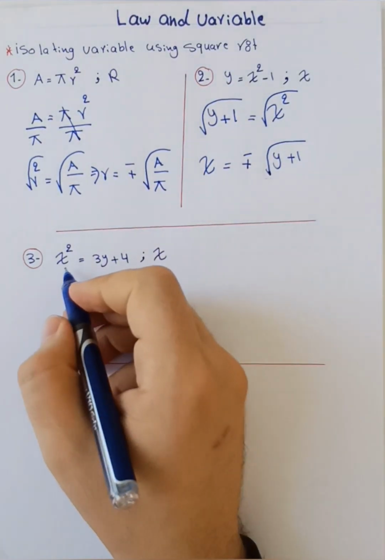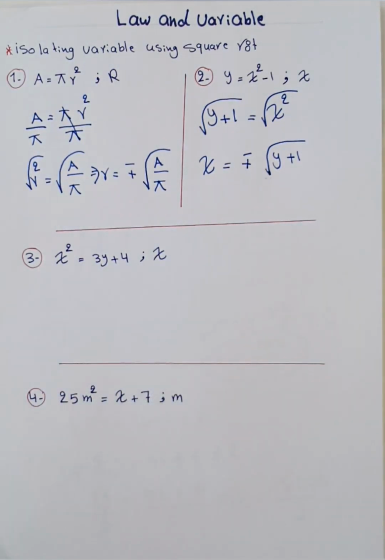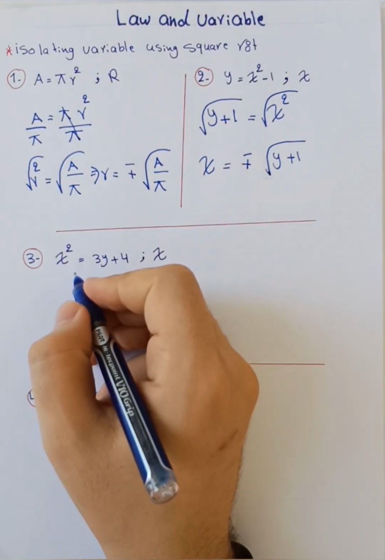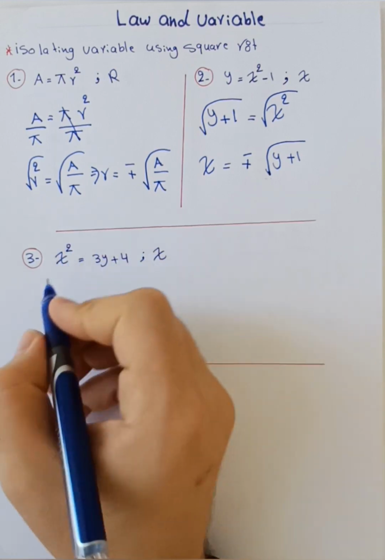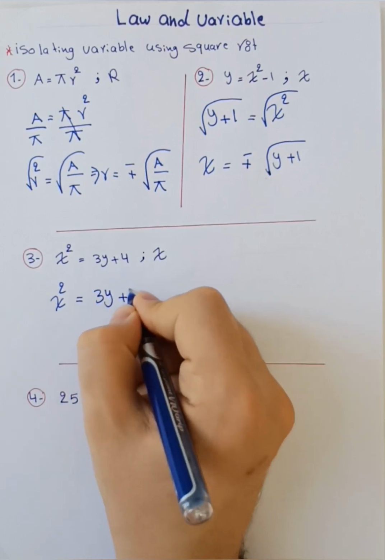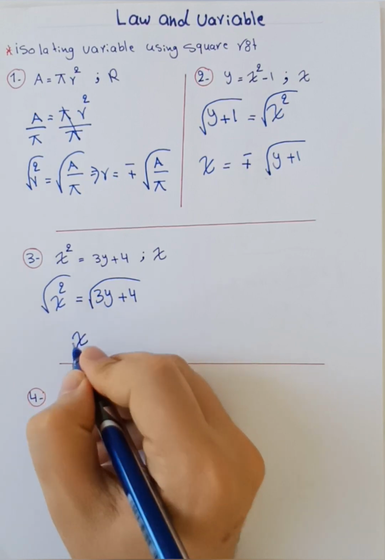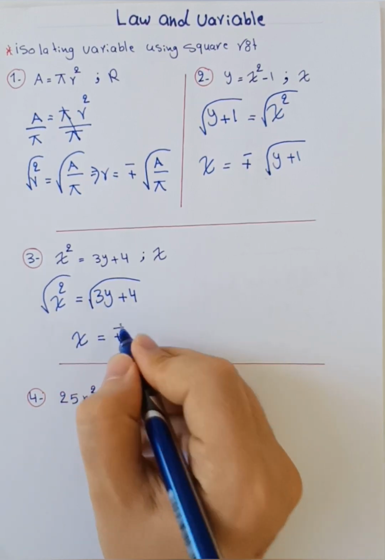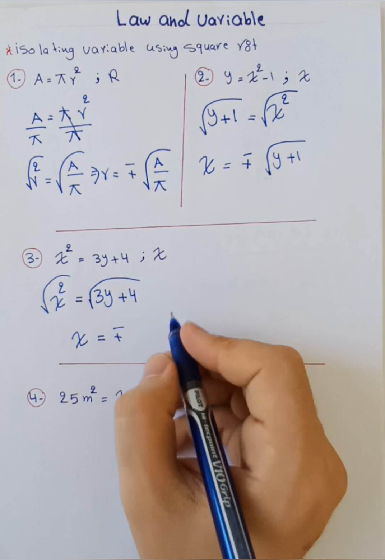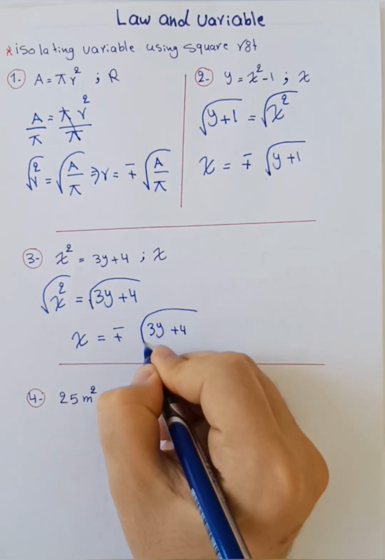Example number 3, we have x squared equal to 3y plus 4, the variable x. So we can take the square root for both sides. We have x squared equal to 3y plus 4, x equal to positive negative the square root of 3y plus 4.